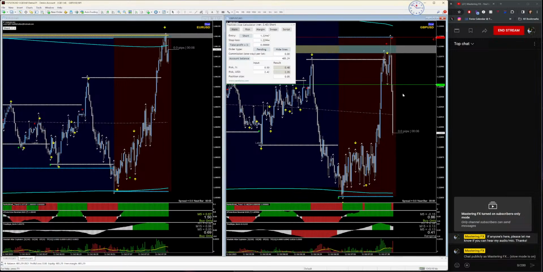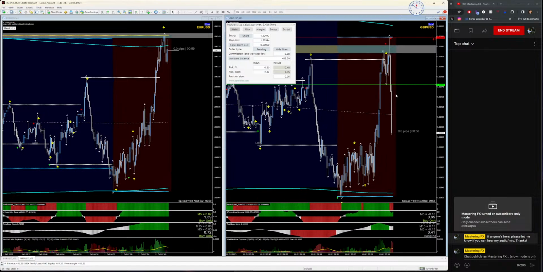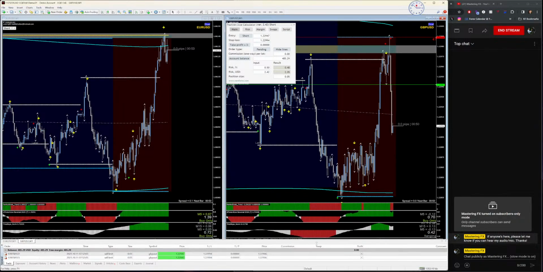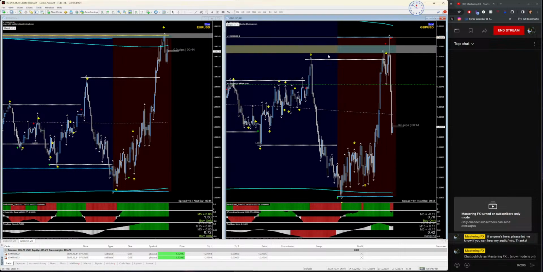Alright, I'm gonna put a pending order in here. Candle closed. Second one. Let's see if it took. Okay, so we have two pending orders with 0.5% risk on GBP USD on that fair value gap.